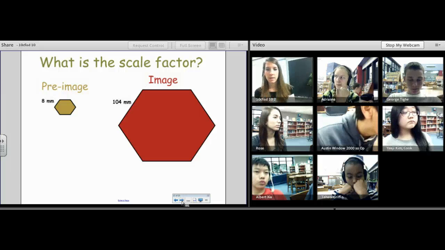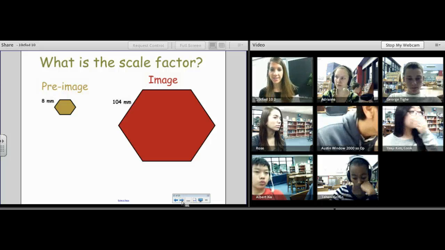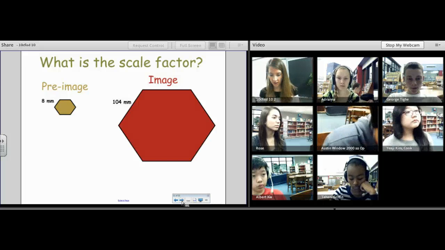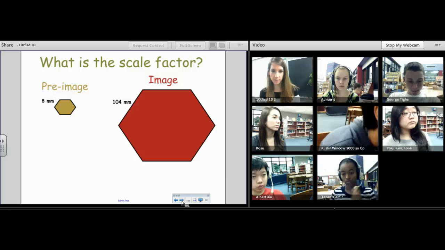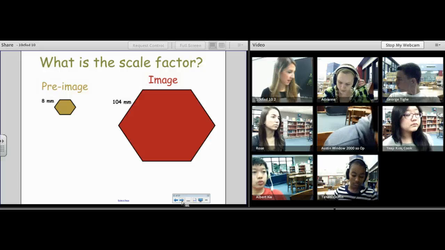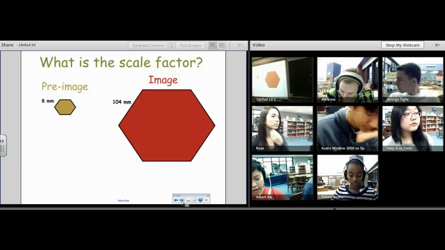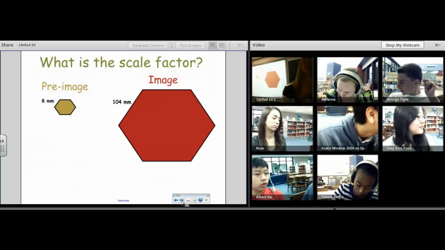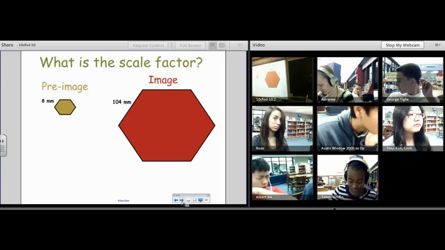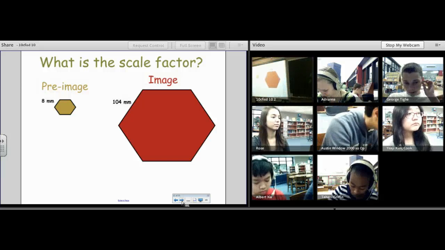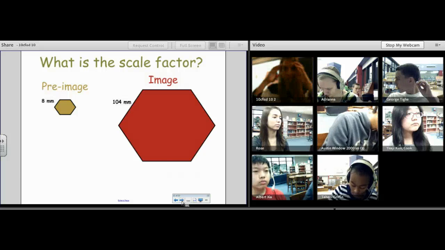Okay, enlargement or reduction? Enlargement. So I need you to find the scale factor, and Adriana, this one's yours. Adriana, when you're ready. It is going to be a fraction. No, it's not. Sorry, it's perfect.